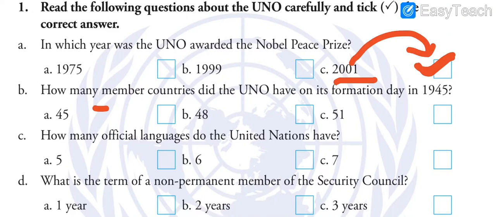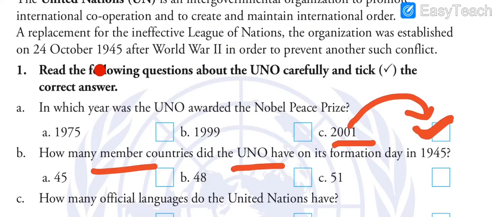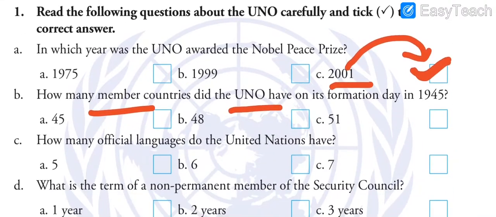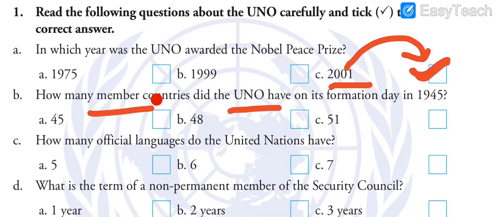Next is, how many member countries did the UNO have on its formation day in 1945? As we have already studied, it was established on 24th October 1945. Since it is an intergovernmental organization, you have to tell how many member countries there were at the time when it was established.